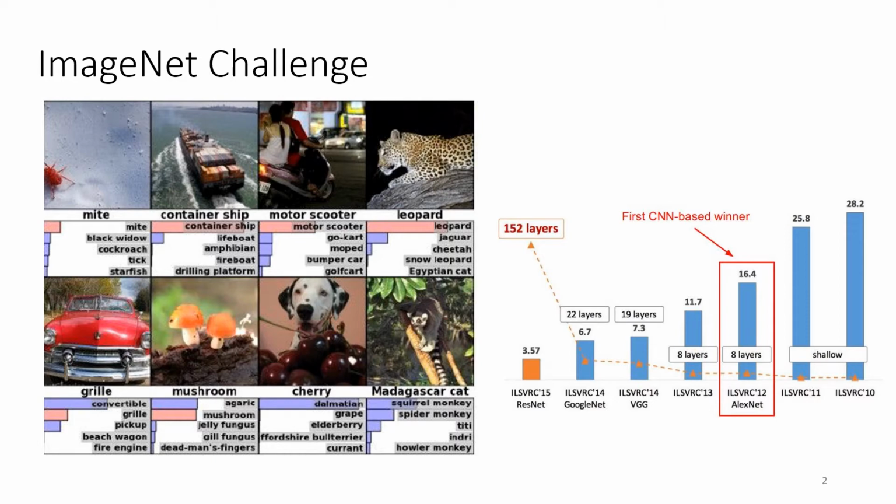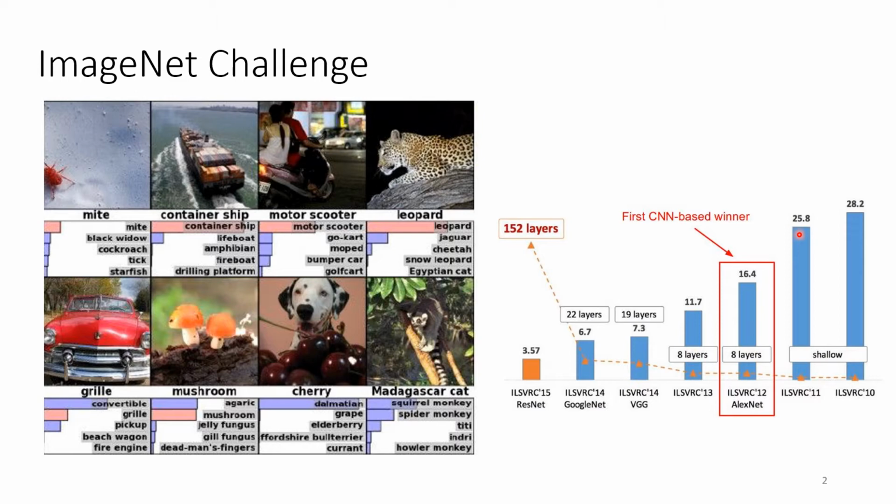But in 2012, AlexNet won the challenge. AlexNet was the first CNN-based algorithm to win this challenge. And basically, many people think that this was one of the main achievements that triggered this huge improvement and revolution in AI using deep neural networks. And by the way, AlexNet was developed by Professor Geoffrey Hinton at U of T.